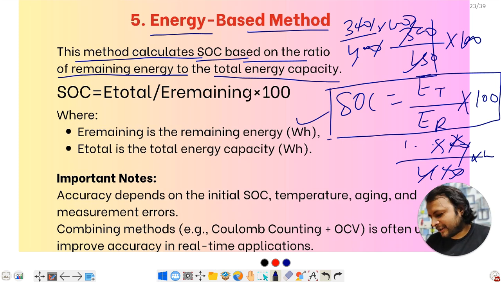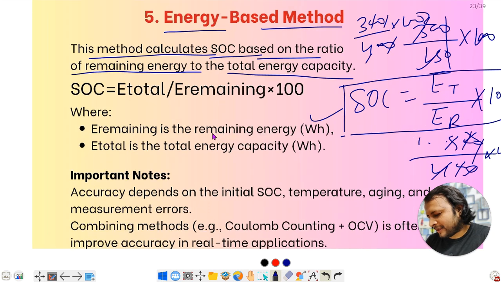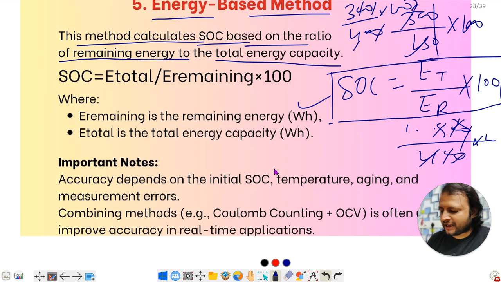Important note, what have we written? The accuracy depends upon the initial SOC, temperature, aging and measurement errors. And a combining method, coulomb counting and OCV, is often used in SOC estimation.